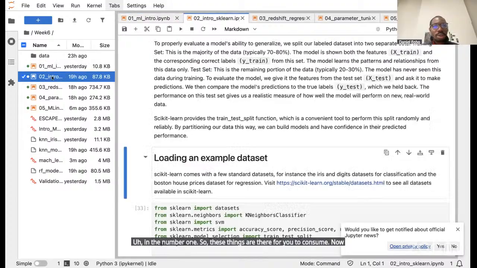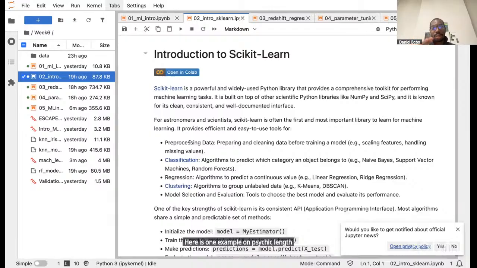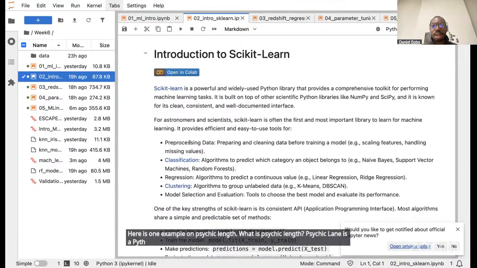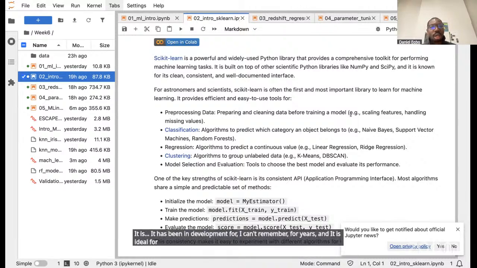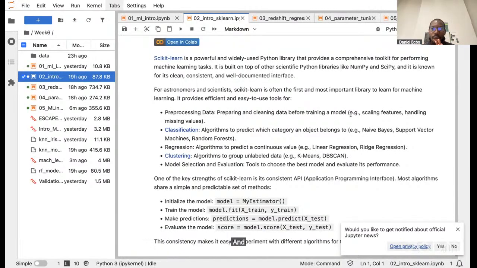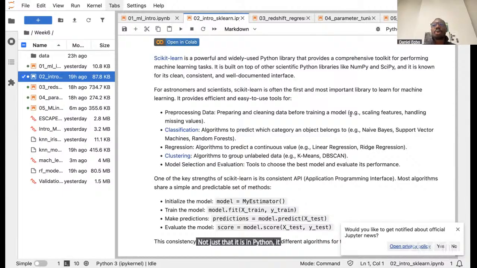Now let's go into a basic example. Here is one example on Scikit-learn. What is Scikit-learn? Scikit-learn is a Python library for performing machine learning tasks. It is very vast. It has been in development for, I can't remember, for years, and it is ideal for doing a whole lot of the machine learning tasks that you want to do. And it is in Python. So remember, you have been learning Python already. And not just that it is in Python, it has tons of documentation.